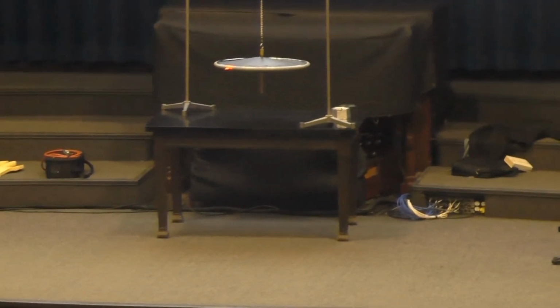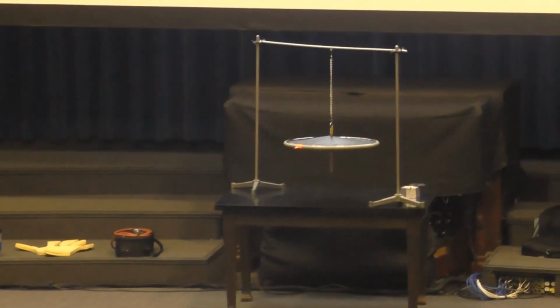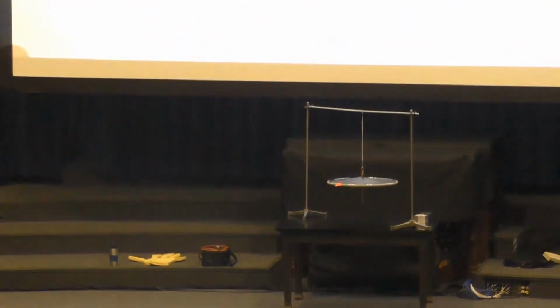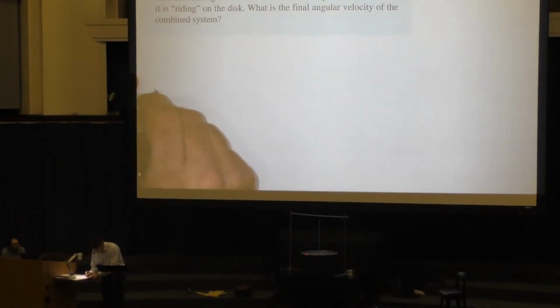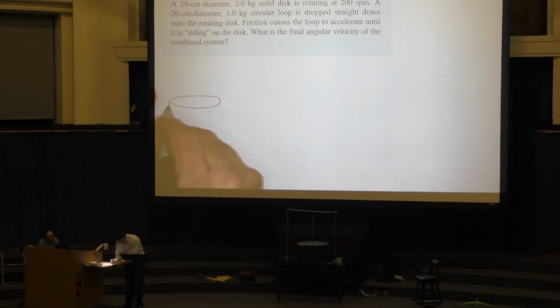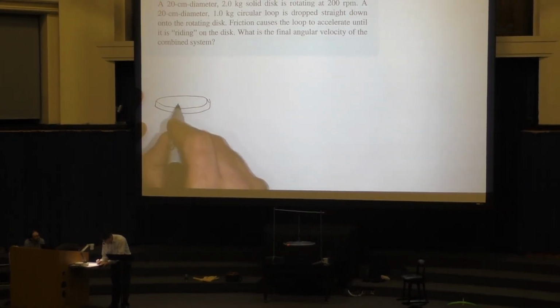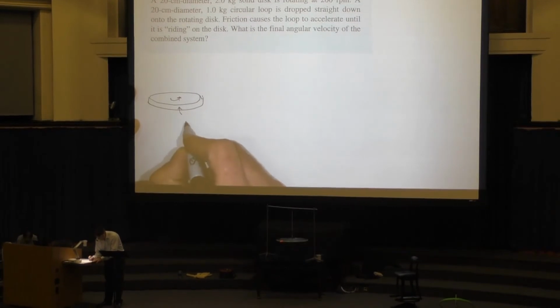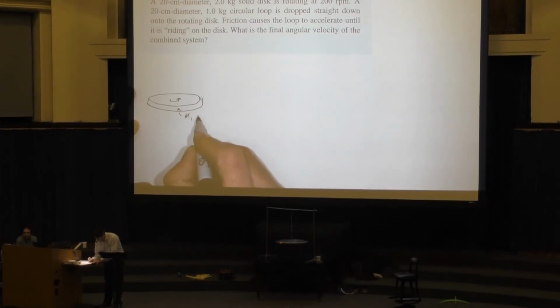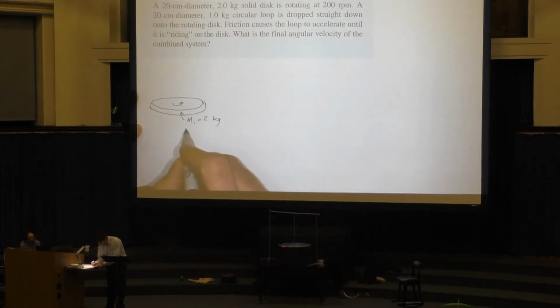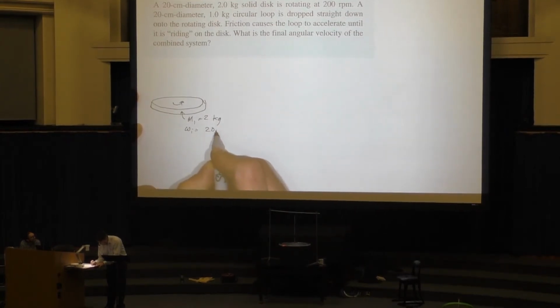I think next we're going to do an example. This is a typical kind of question that comes up on the final exams. A 20 centimeter, 2 kilogram solid disc is rotating at 200 RPM. So we like to draw a diagram. I'm going to draw it like this, and it's going around like this. Omega, so this is M1, is equal to 2 kilograms, and omega initial is 200 RPM.